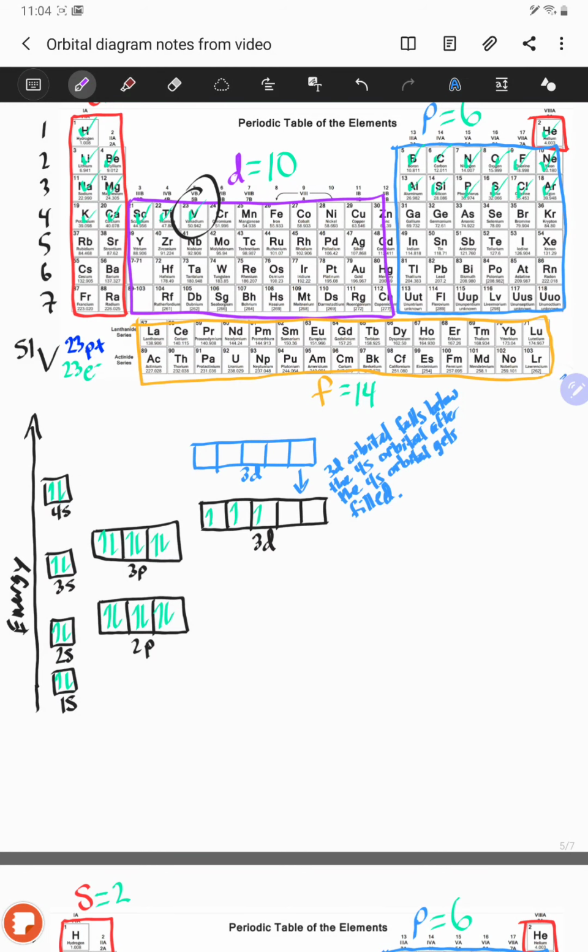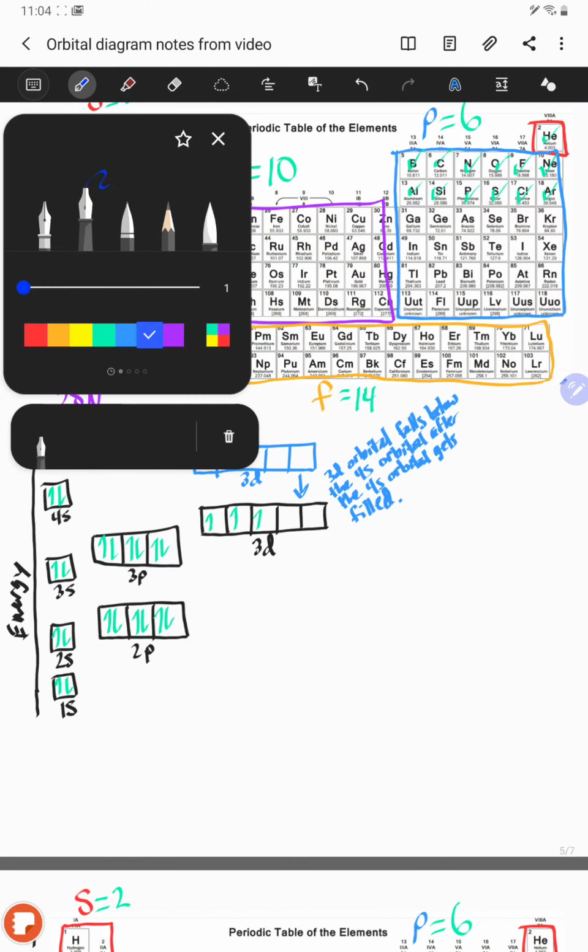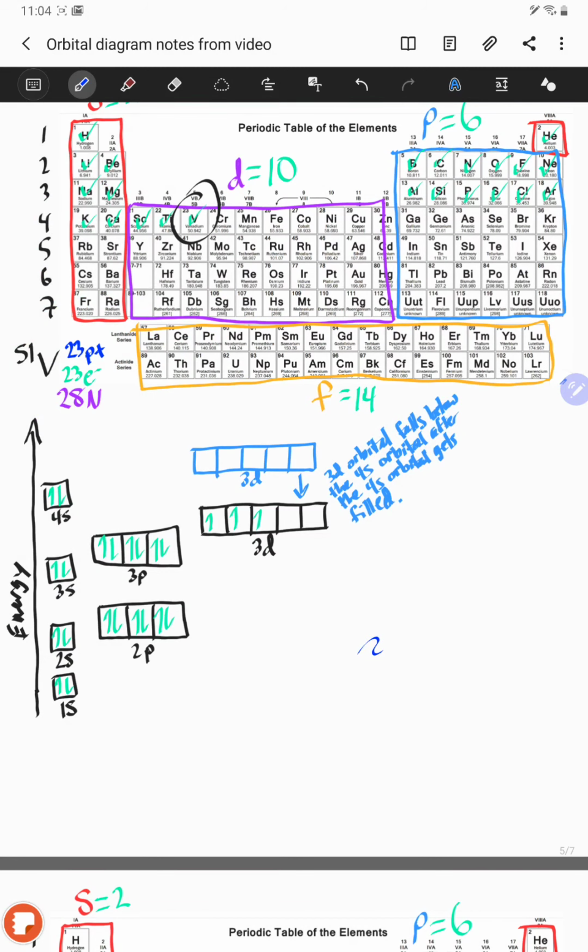First of all, let's calculate the number of neutrons that vanadium 51 has. So it will have, let's see, 28. Yeah, 28 neutrons for over here. 28 neutrons, because 23 plus 28 equals 51. So we will draw in our protons. We've got 23 protons. We have 28 neutrons.